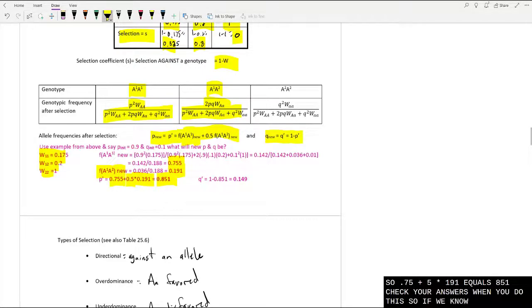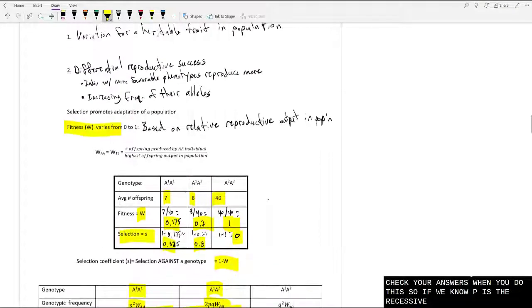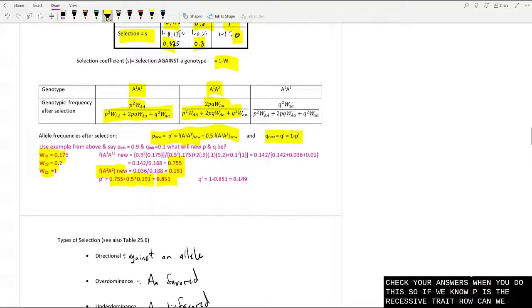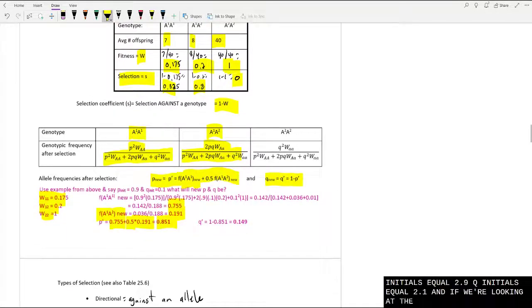So if we know P is the recessive trait, how can we compare it to see how it changes? This is using the examples from above too, where P initial is equal to 0.9 and Q initial is equal to 0.1. And if we're looking at this fitness, P initial is 0.9 and it now dropped to 0.85. So we're losing that P allele. And it makes sense. If you look at this, the P allele, which is the big A or A1 here, is being selected against. So it would make sense that that frequency drops and that the Q frequency, the Q nu, is going to increase. And this one increases from 0.1 to 0.149.